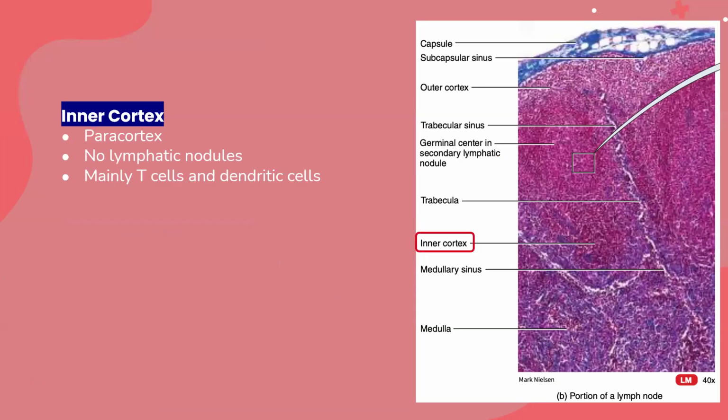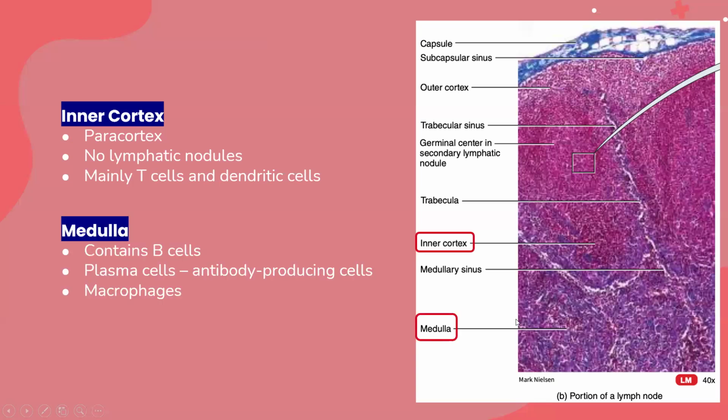Going inward, we have the inner cortex, also called the paracortex. And here, you will not find anymore those lymph nodules like this one here. Okay, wala na yon. It is mainly composed of T cells and dendritic cells. So, dito na lang siya. Okay, again, no lymph nodules, no circle thingies.